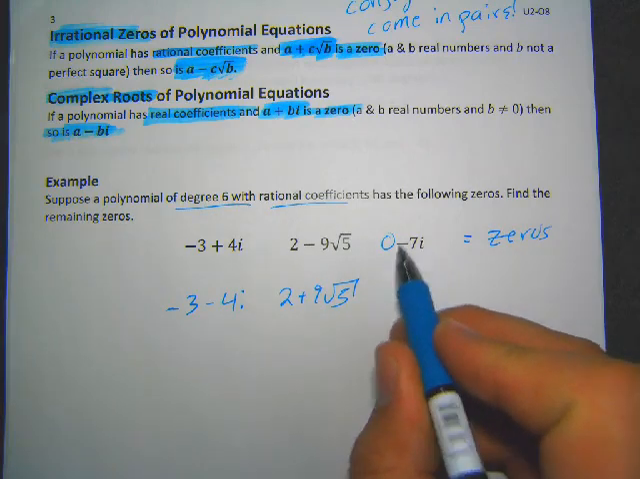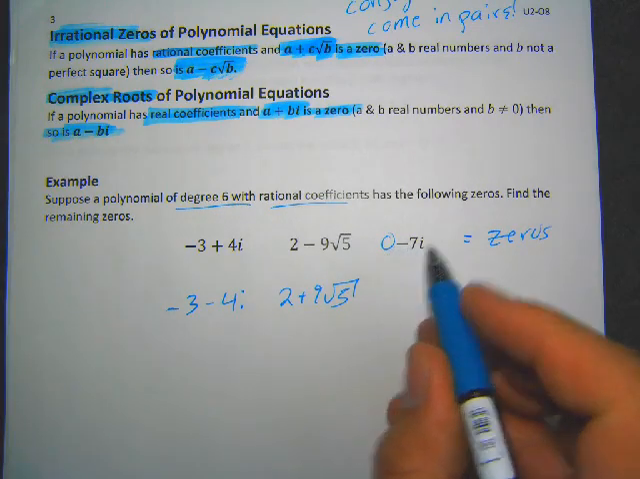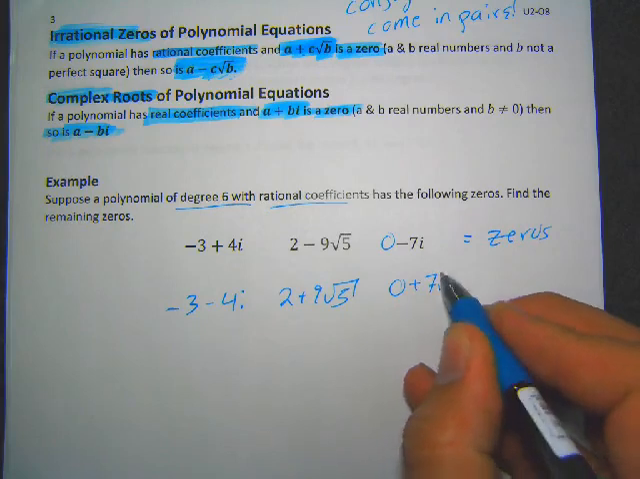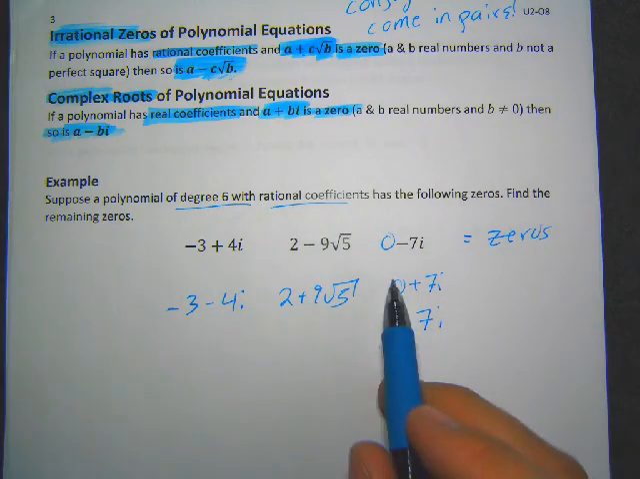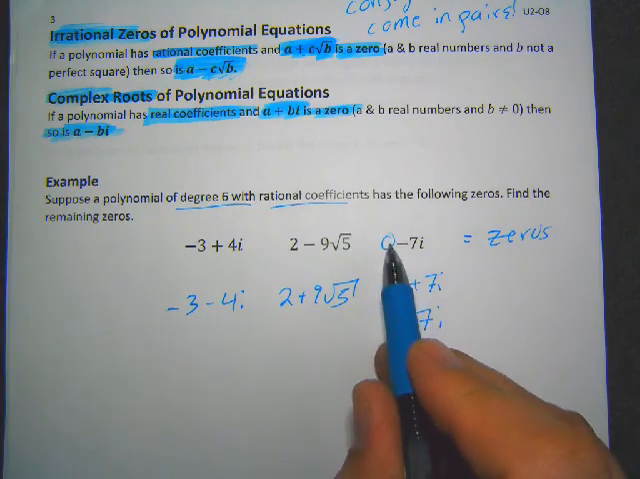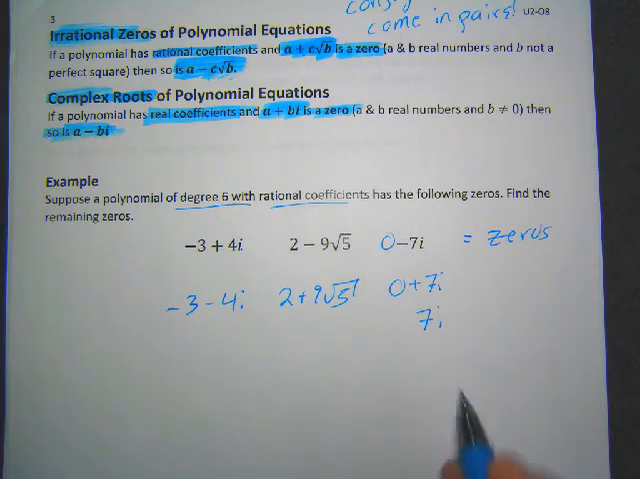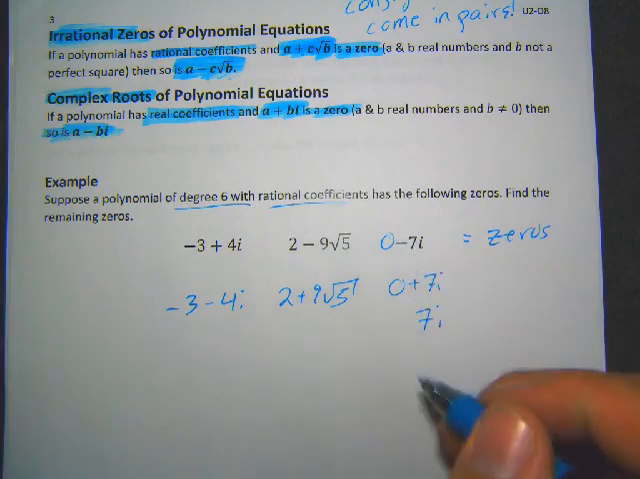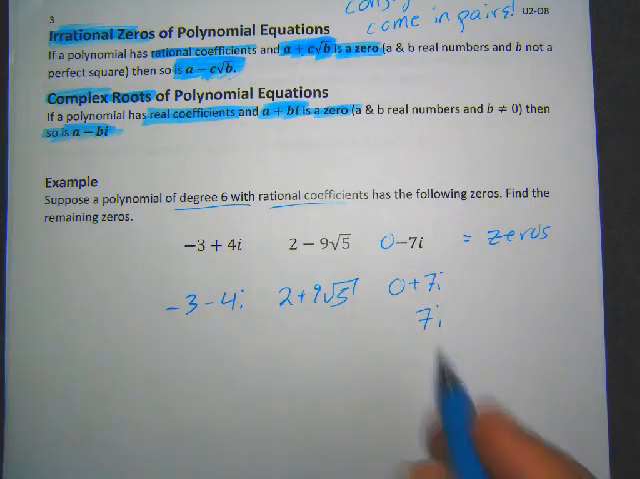And remember that this one has a conjugate as well. The conjugate of this one would be 0 plus 7i, or you could just say 7i, right? Because you don't really need the 0 plus. That's why we don't like the 0 minus here. We just put minus 7i. So this is the conjugate of that. So these guys are all conjugates.